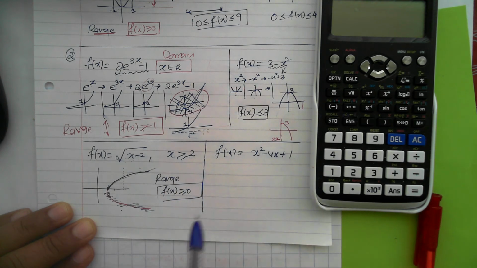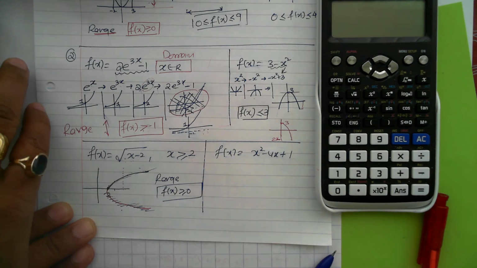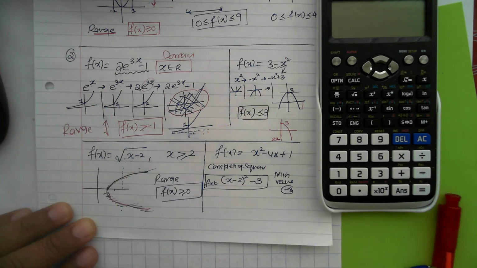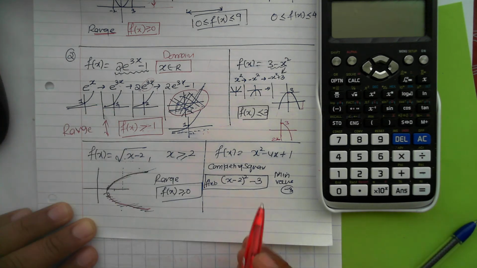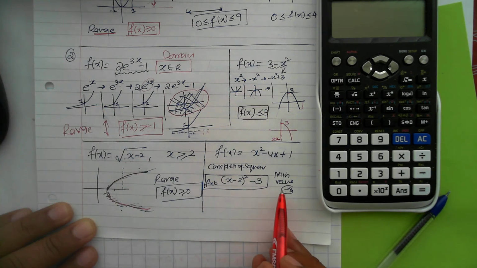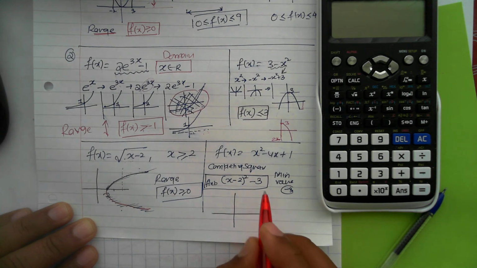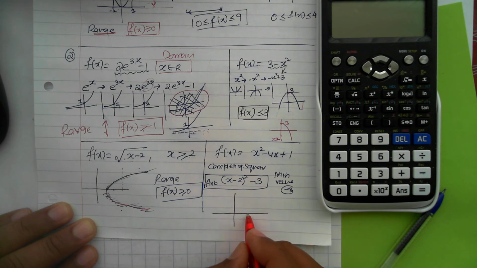Right, and next one is the quadratic equation. I'm expecting you to draw this quadratic function graph yourself, and let's see how we find the range from there. Quadratic functions are slightly easier. Completing the square tells us the minimum value or minimum point of that function. You can draw the graph as well. So at x equals 2, y is equal to -3, that's the minimum value.